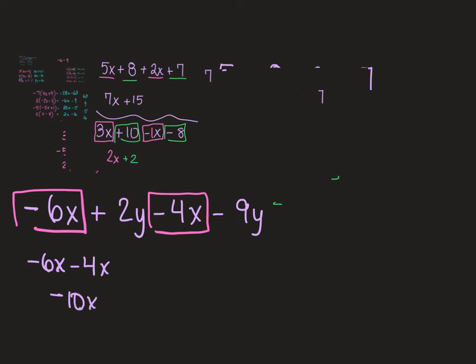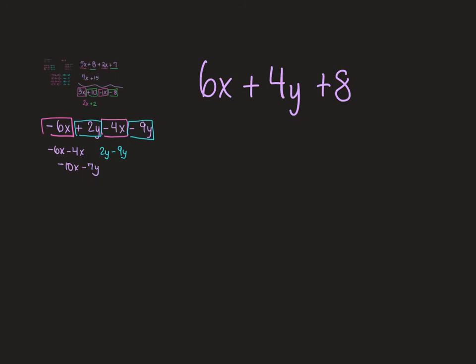Okay, and then color code these. I've got plus 2y minus 9y. 2y's minus 9y's makes negative 7y's. 2 minus 9 is negative 7. So I'm able to add and subtract x's, add and subtract y's, but once I get down to this point, I can't do anything with them.